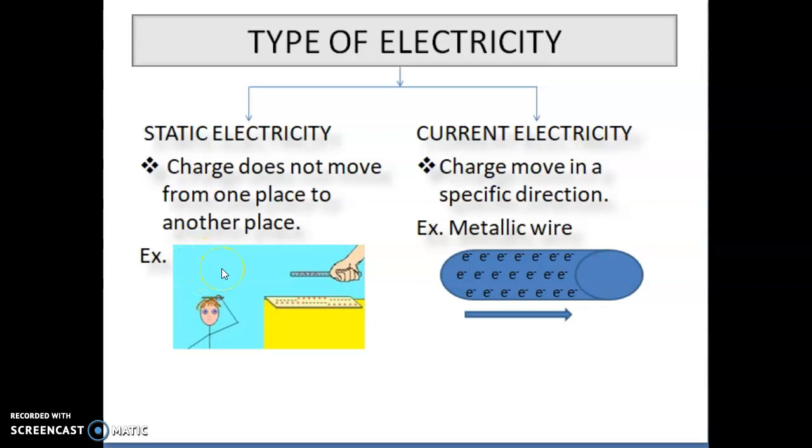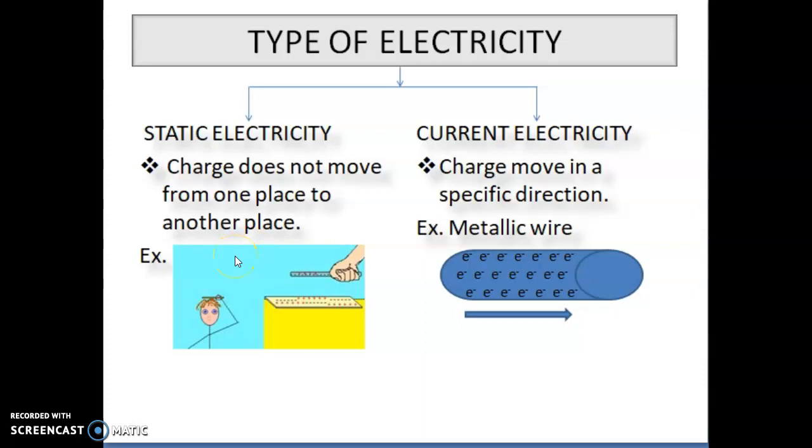The comb is first rubbed with dry hair and then brought near tiny pieces of paper. The comb now attracts the pieces of paper toward itself. So in this, what happens? The charge does not move. The charge is at rest. So this is an example of static electricity. You can see many examples.